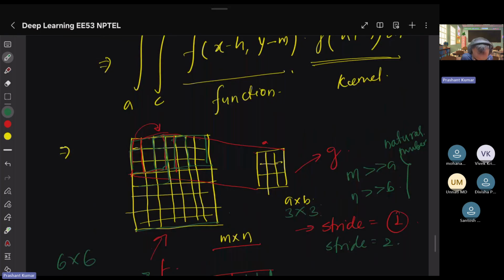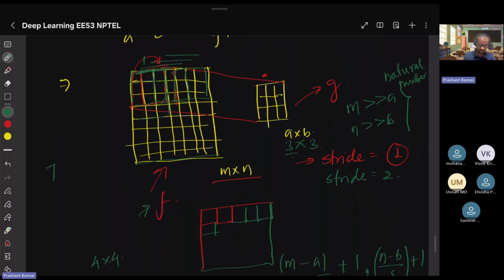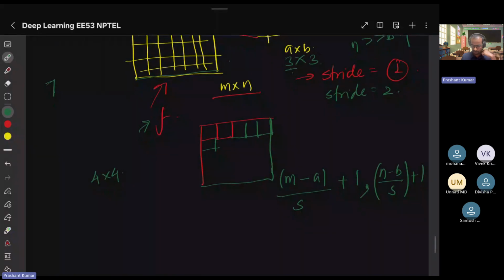In this case, let's say the x dimension is 7, and this is 3. So basically, if you move, then 7 minus 3, divided by 1, plus 1. So it will be 5. Overall it will be 5 cross 5, right? Similarly, if you have a stride of 2, then this formula will become something different.